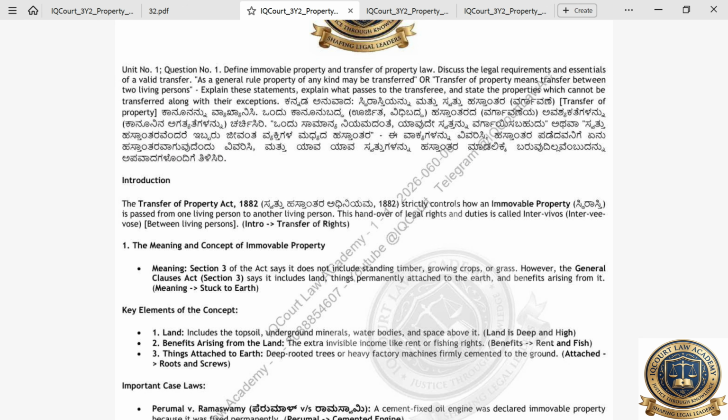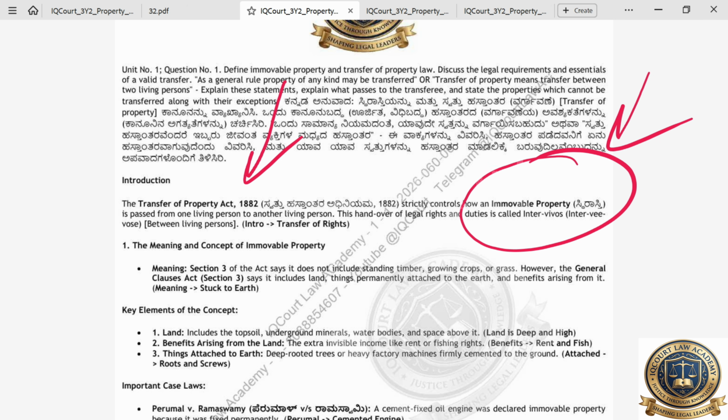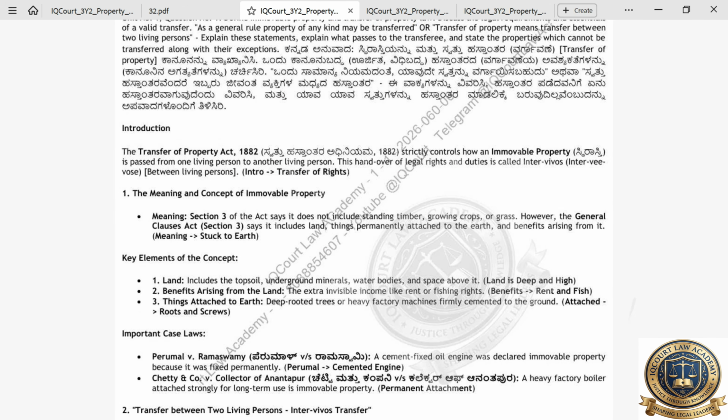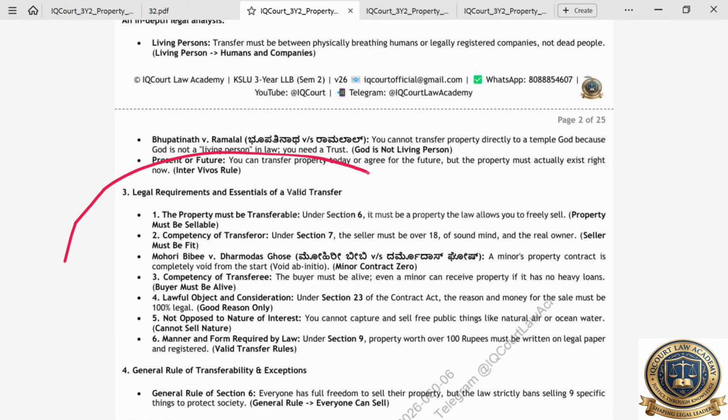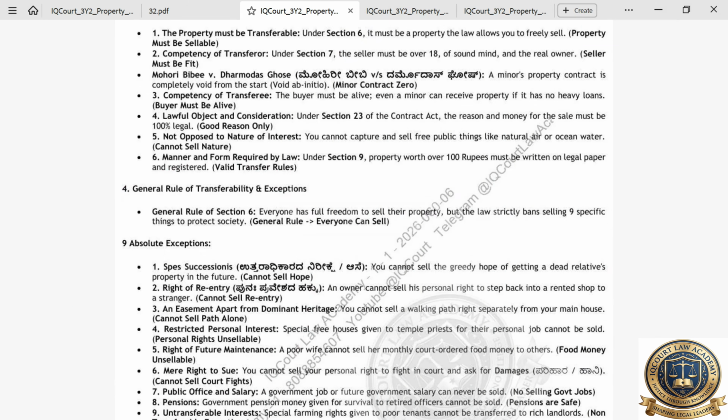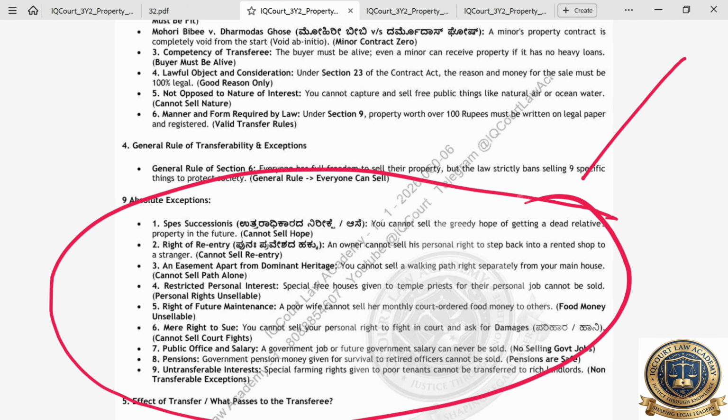See, if you write all these points, you get really good marks. You can easily score more than 60 marks by studying just the short notes. You can score above 80 marks by studying the long notes. The Transfer of Property Act, 1882, talks about immovable property transfer between only living persons, from one living person to another living person. This hands over the duties and rights to the transferee. We call this transfer between living persons. This is the section; these are the key elements, and case laws you have to write, and in-depth analysis you also have to explain: what are the essentials, general rules, absolute exceptions. So you can't transfer these things.